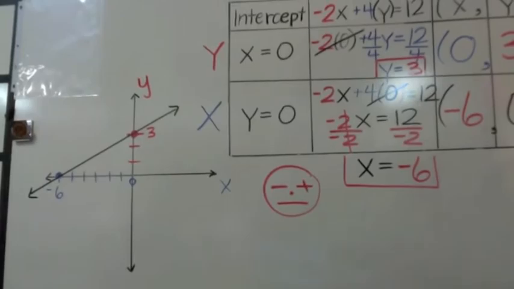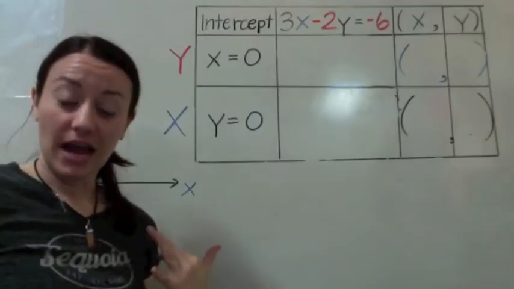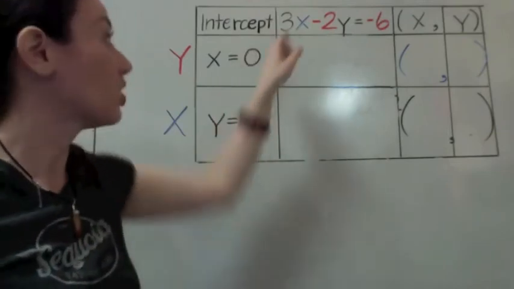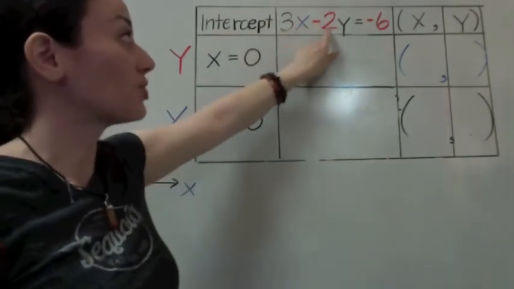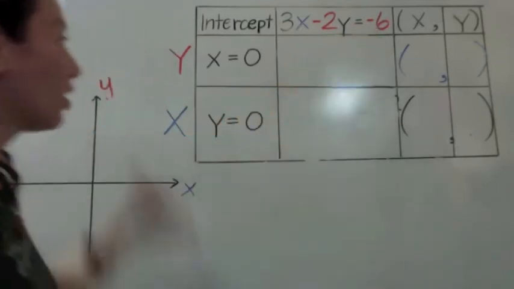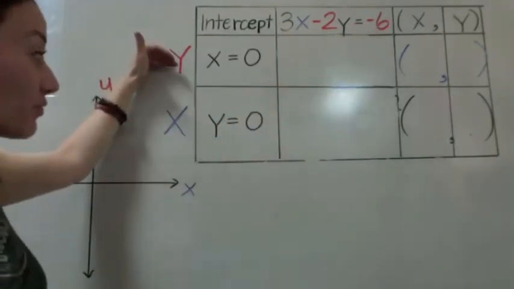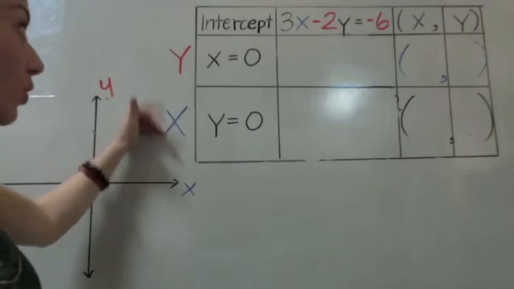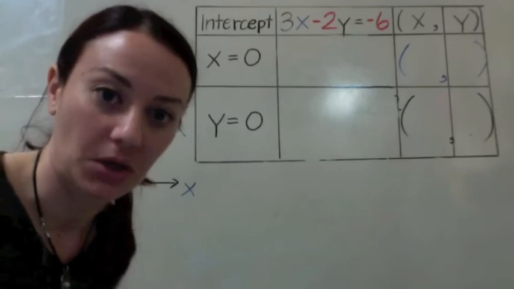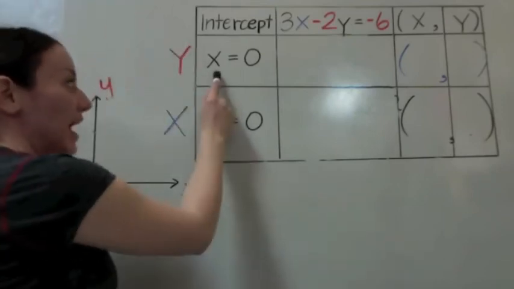Get that down. So let's take a look at our last example, example number 2. The linear equation says, read it with me, 3x minus 2y equals negative 6. So we're going to find the y-intercept first and then the x-intercept. So we're always going to start with y. Why? Because it's important, okay? So we're going to make x 0.